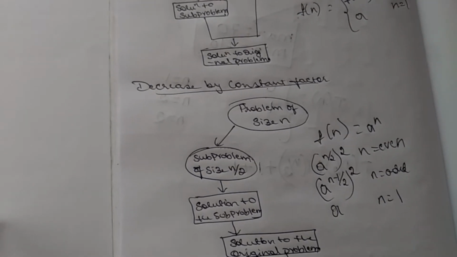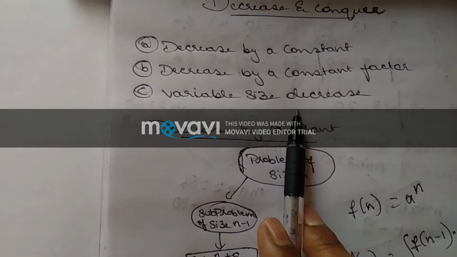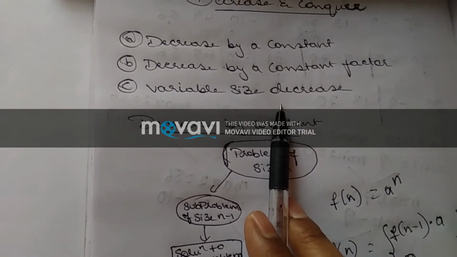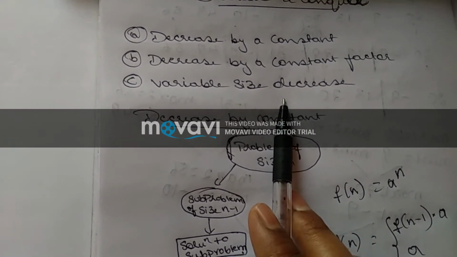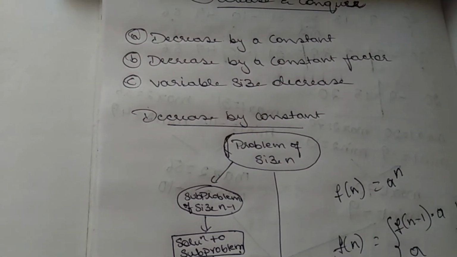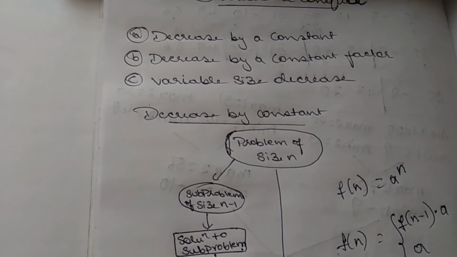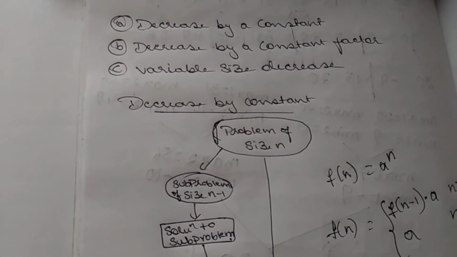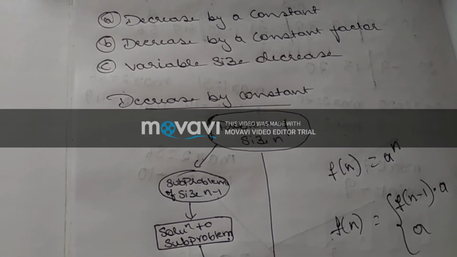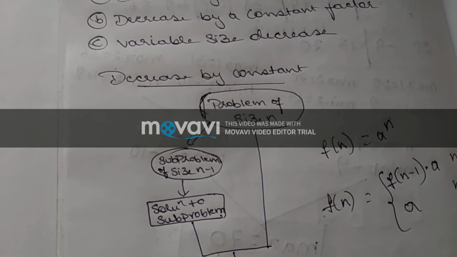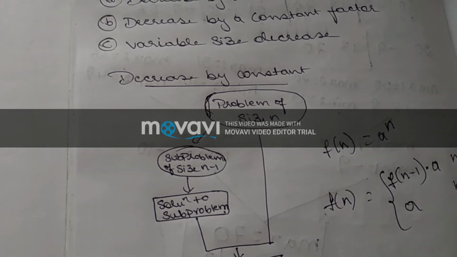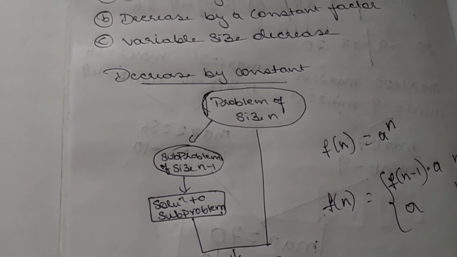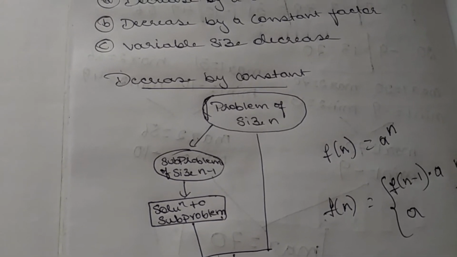And the last one is variable size decrease. The third one, variable size decrease. In the name itself it is there. In this method, in each iteration the size reduction pattern varies from one iteration of the algorithm to another. For example, in the first iteration I may reduce it by 1, in the second iteration I may reduce it by 2 or 3, and in the third iteration I may reduce it by 5 or 6, or again it may be 1 also. This depends on the algorithm. This is called variable size decrease.